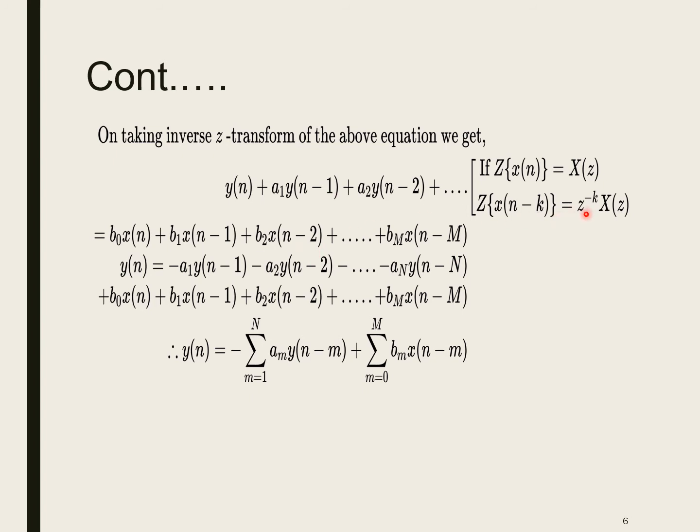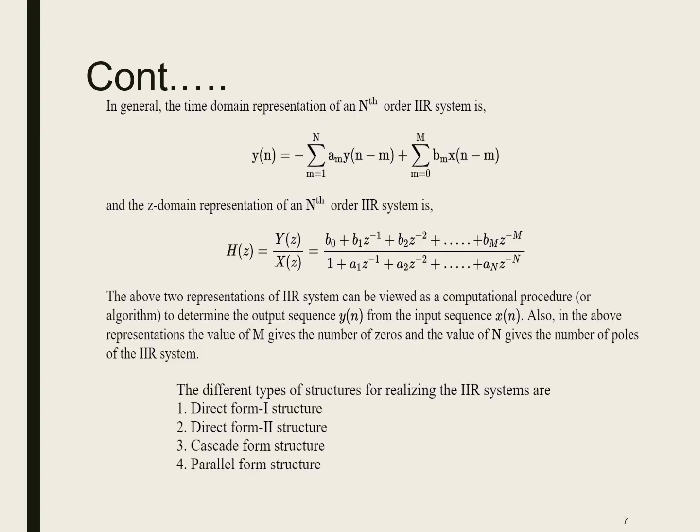If the Z value is Z to the power of minus 2, we will get x of n minus 2. So, while taking inverse Z transform on both sides, we get an equation finally like this: y of n is equal to minus the summation of m is equal to 1 to n a_m into y of n minus m plus the summation of m is equal to 0 to m b_m x of n minus m. So, this is a general difference equation of an IIR filter.